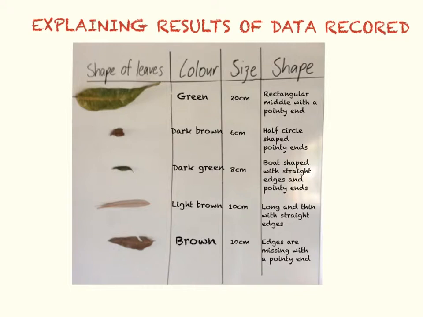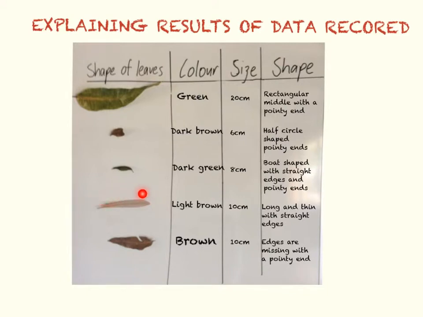Okay, so we can say that we have a green leaf here. It's green, it's 20 centimeters long, it's rectangular in the middle with a pointy end. Okay, we're explaining each leaf to us. Next leaf, dark brown, about 6 centimeters long. It's got a half circle shape with pointy ends. You can see 2 little pointy ends. The next leaf, dark green, 8 centimeters long. It's boat shaped with straight edges and pointy ends.